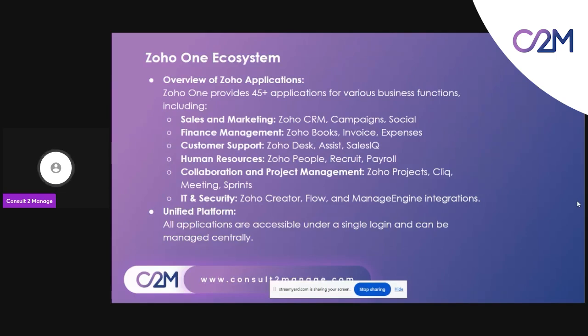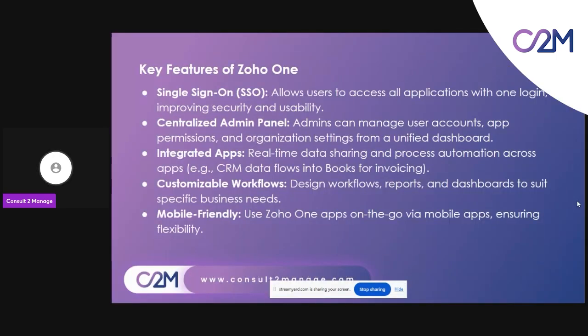Collaboration and project management, we have Zoho Projects, Cliq, Meetings, and Sprints. IT and security, we have Creator, Flow, and ManageEngine integrations. Unified platforms. All applications are accessible under a single login and can be managed centrally. So that means Zoho One is an ecosystem that combines all the applications in one place, and it becomes very, very helpful. Now, moving forward, what are the key features of Zoho One?